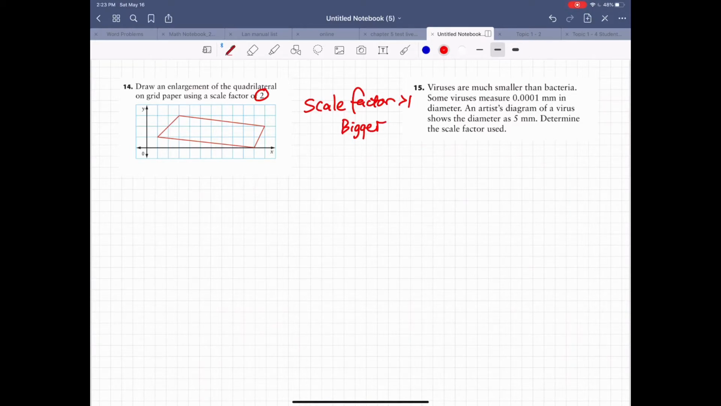I have grid paper in the background, so it's easier for me to draw it. So we can just expand each side by 2 times. Do you see this square here? That's actually the diagonal length of the square. Now if we want to make it double, then we have to extend it to here. So it was originally like this, and you want to expand it 2 times.